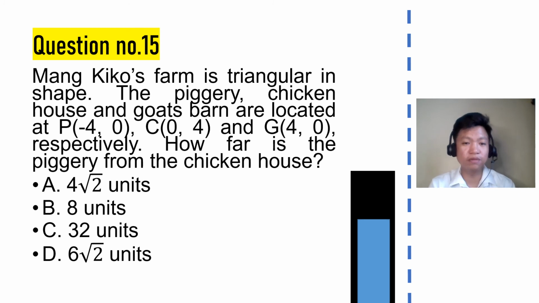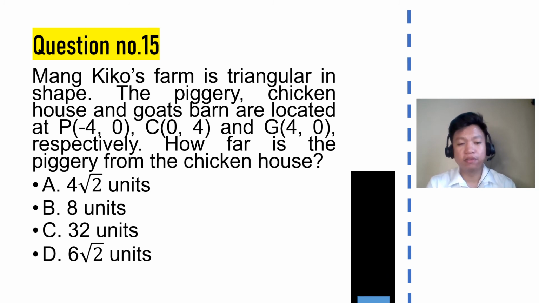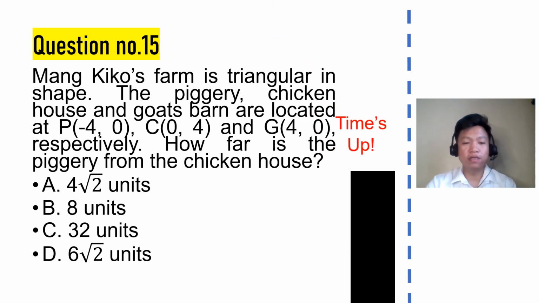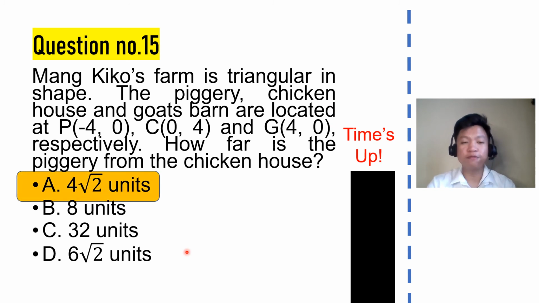Distance. So, again, alam niyo na yan, distance formula. Okay, time's up. The correct answer is A, 4 square root of 2 units. So using the distance formula, solve nyo lang yung distance between this point, negative 4, 0, papunta doon sa chicken house na 0, 4. At lalabas na dyan yung sagot natin na 4 square root of 2 units.